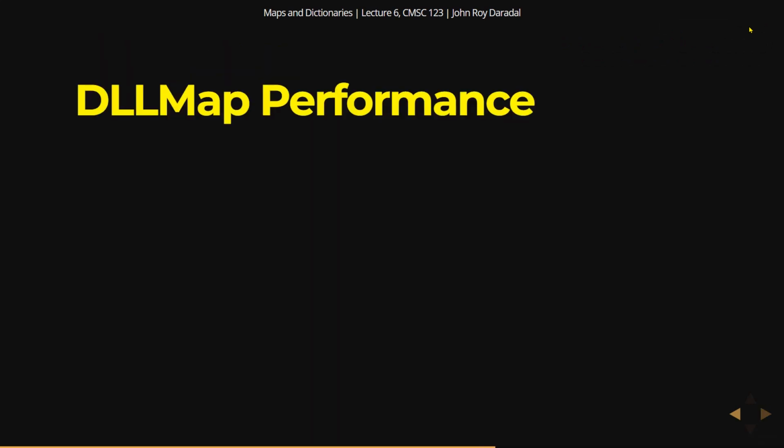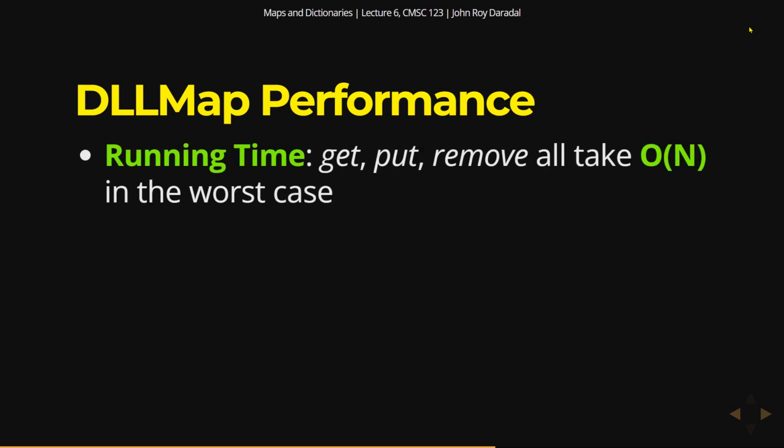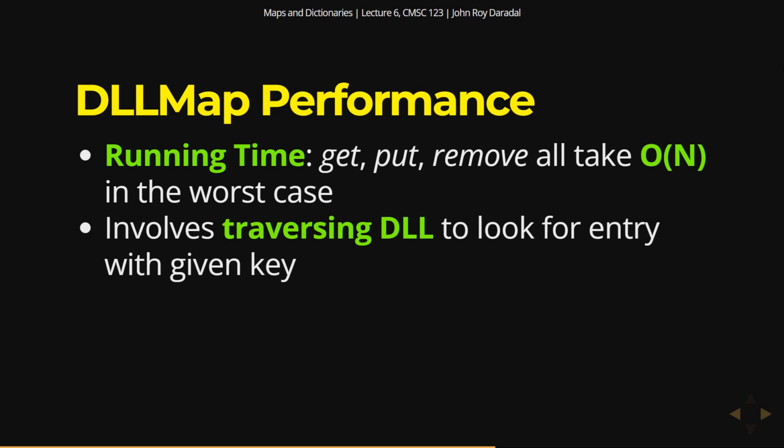Now, how about the performance of the DLLMap? For the running time, all three methods, get, put, and remove, will actually take O of n in the worst case. And why is that? It's because all three methods will involve traversing the DLL to look for the entry with the given key. For example, for get, at the worst case, it could be at the end of the DLL, or it could not exist at all.